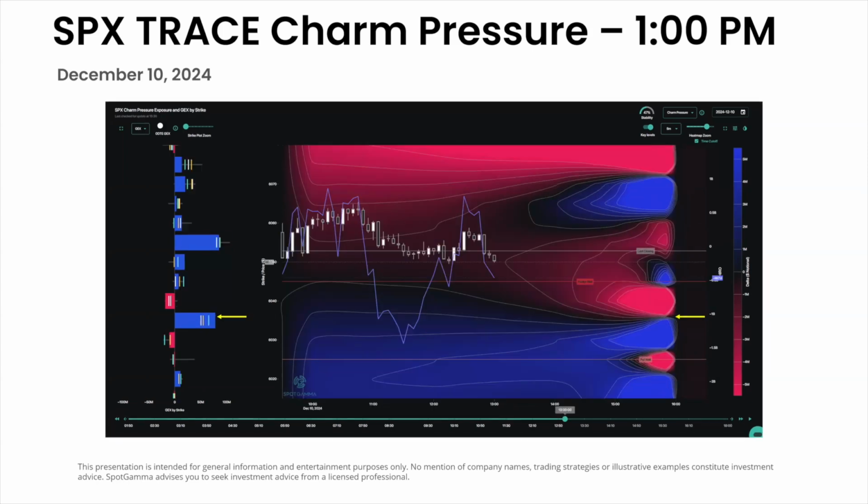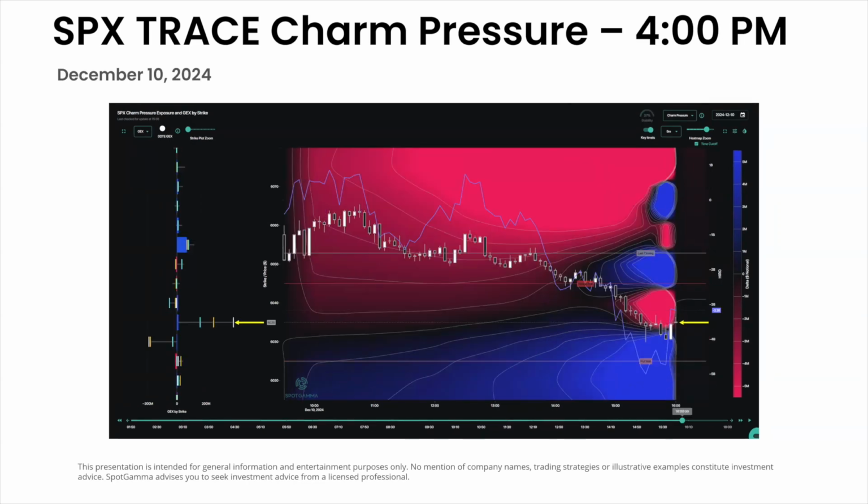The next charm pressure heat map at 1 p.m. shows the positive gamma building at 6035 as SPX continued to move lower. If SPX continued to grind lower and broke below the 6045 volatility trigger, 6035 was the most likely pin target.